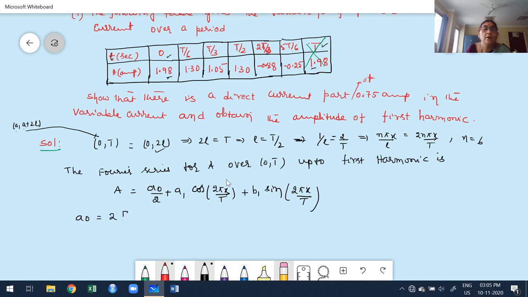Twice the mean of the second row variable. What is the second row variable? The given data, given table A. What is a1? Twice the mean of, instead of a1, what are we going to take? A into this function, cos of 2 pi x by T. Okay. And then what is my b1? b1 is twice the mean of A into sine of 2 pi x by capital T.